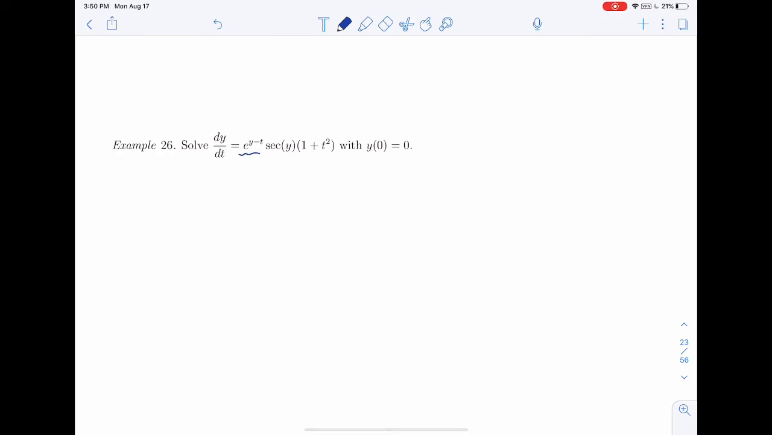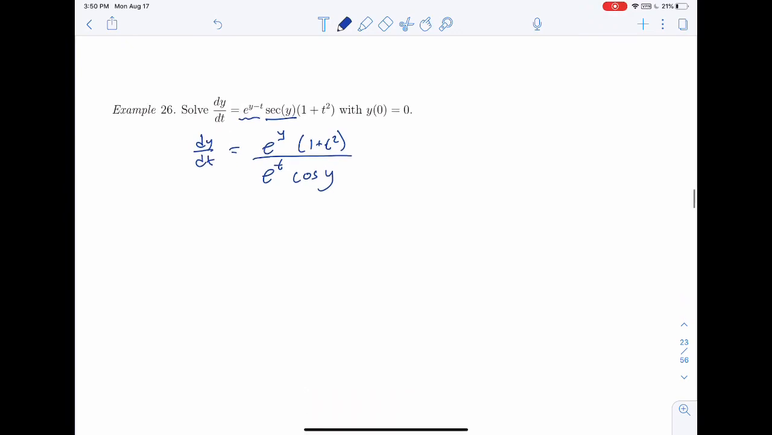What to do with the e to the y minus t? Well, I need to write this as a product of stuff. So that is going to be e to the y on top, e to the t on bottom. And then I'm going to write t, not that. I'm going to write 1 plus t squared on top. And the secant y can go to the bottom and become cos y on the bottom. Okay.